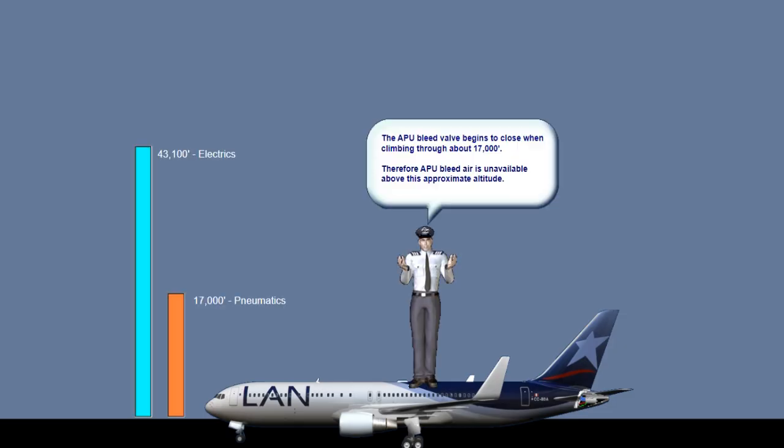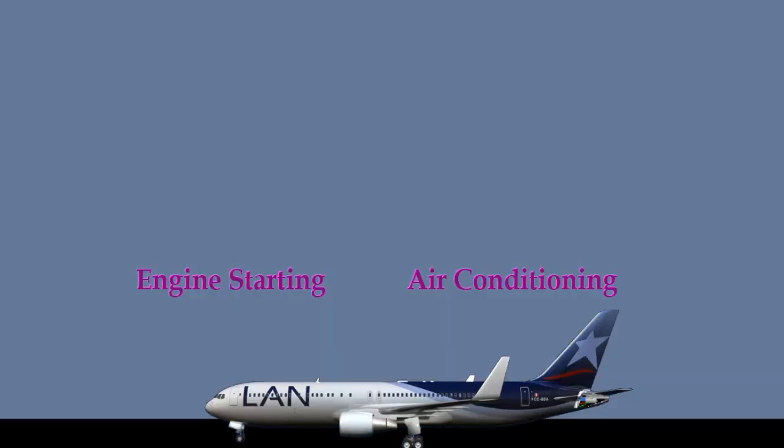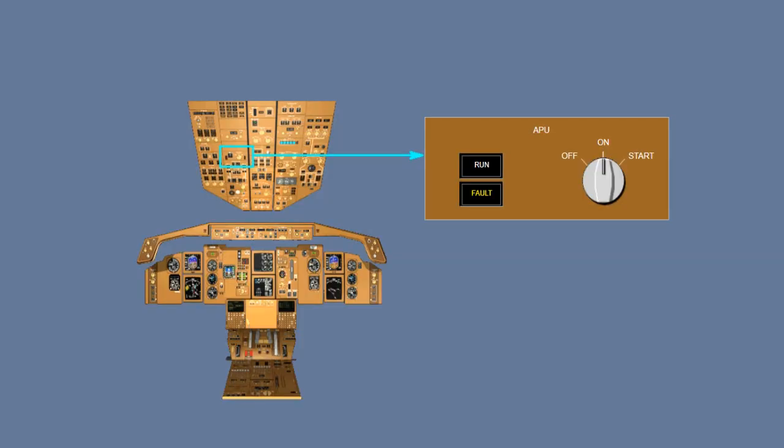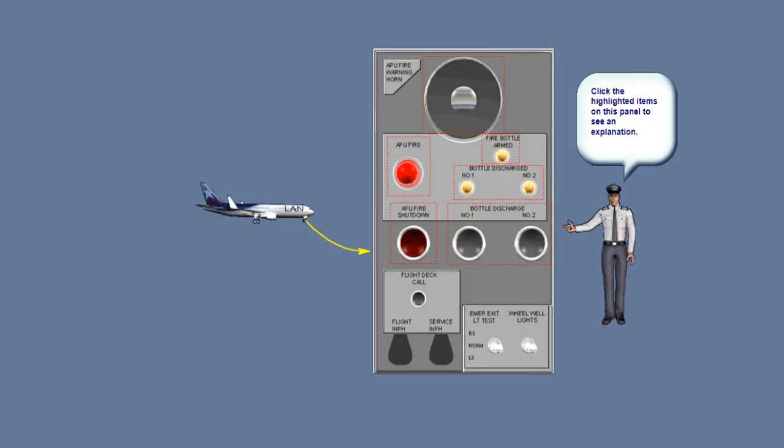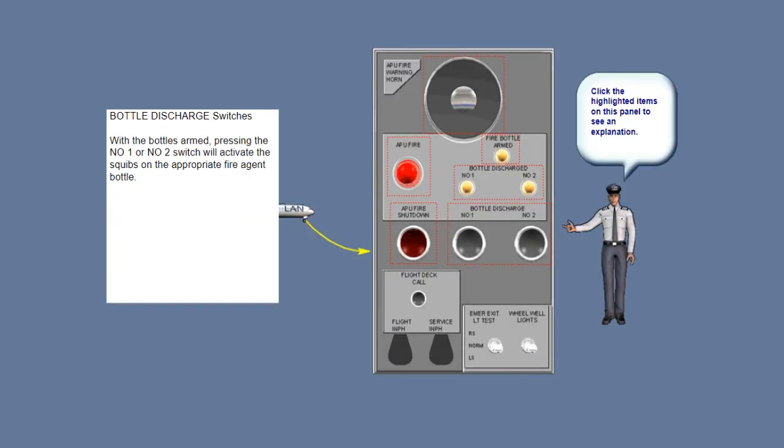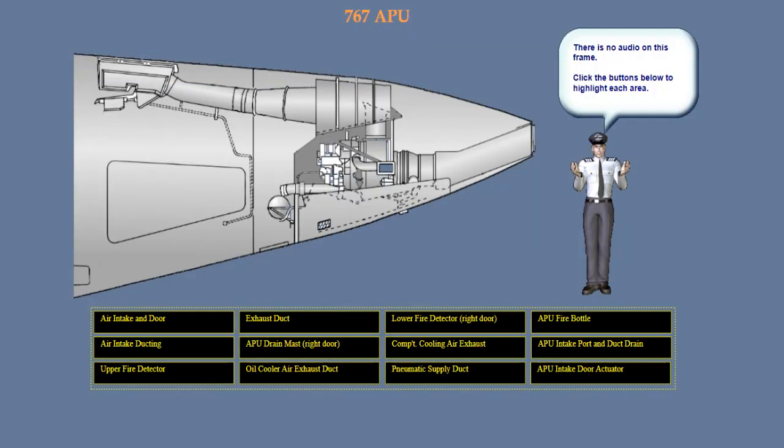The APU is a self-contained gas turbine engine located in the airplane tail cone. The APU provides an alternate electrical and pneumatic power source on the ground and in flight. Electrical power is available up to the airplane's certified altitude, with pneumatic bleed air available up to approximately 17,000 feet. The APU supplies pressurized air for engine starting and for maintaining cabin air conditioning during ground operations.